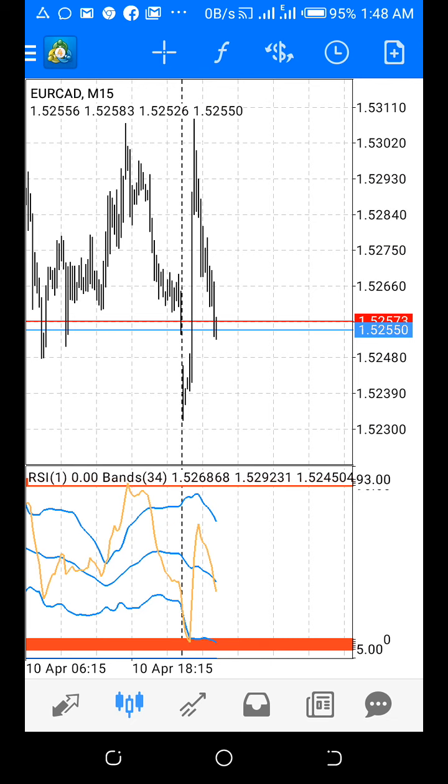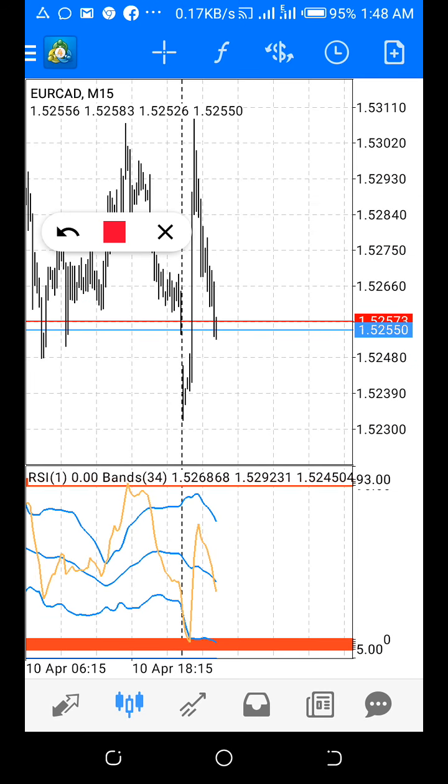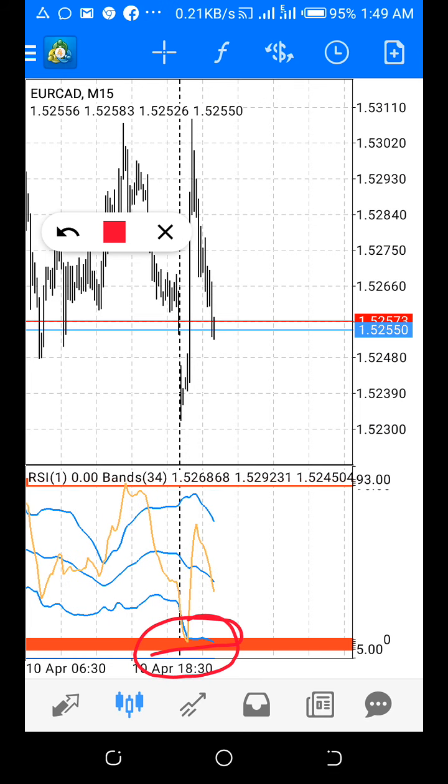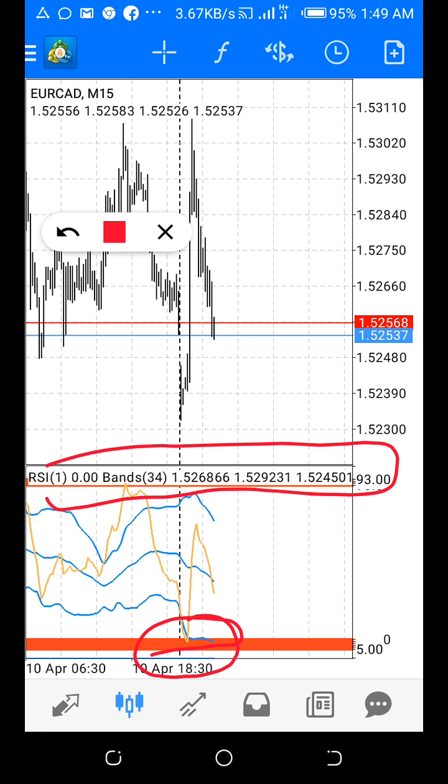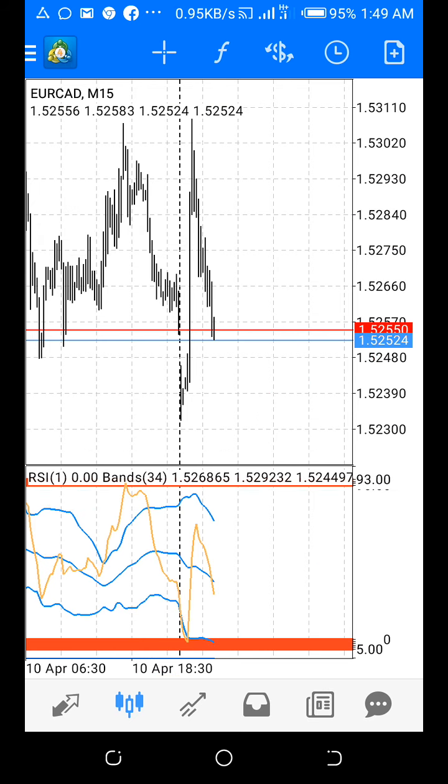Okay, let's see something. Let me make use of the pen. This circle here is called oversold. And then all this top where you can see is called overbought. So this is oversold, and then this is overbought.